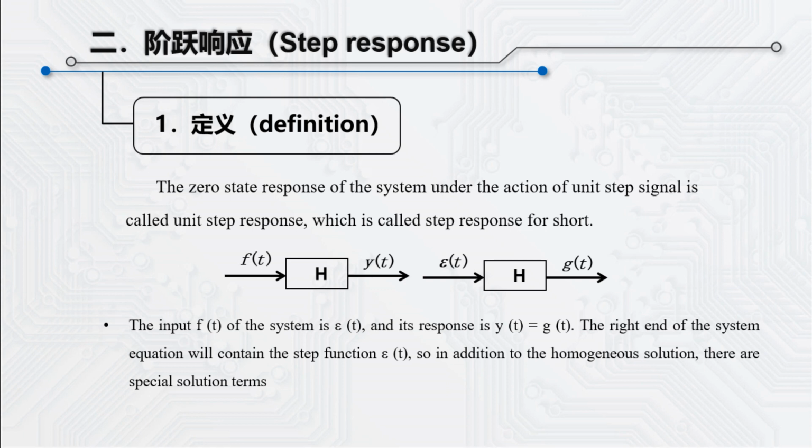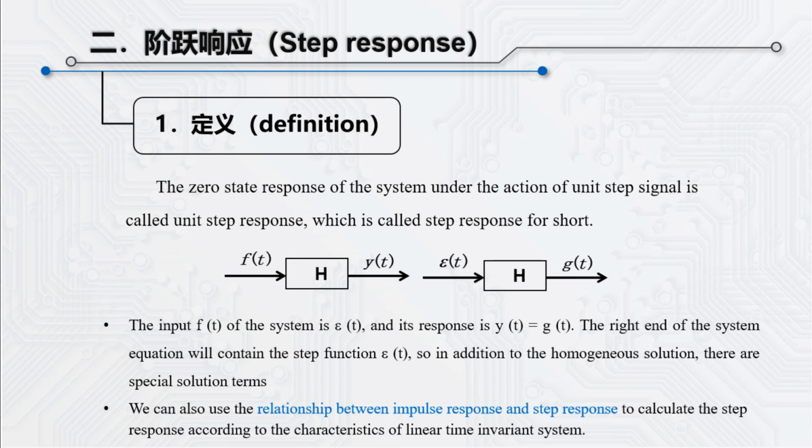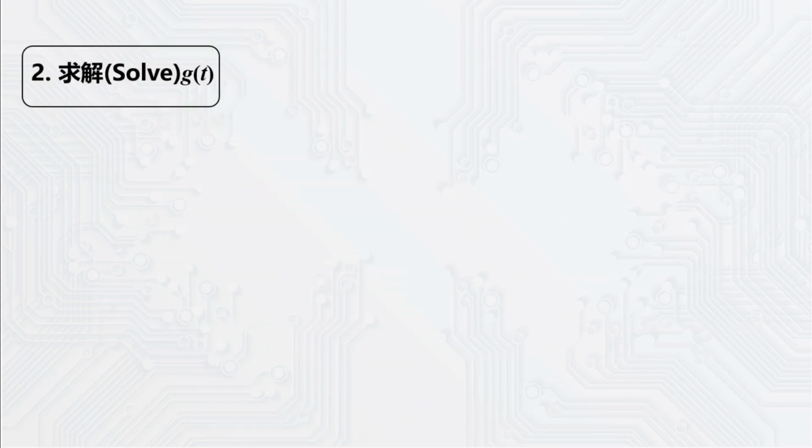To further analyze the step response, since the excitation signal is a unit step signal, when t is greater than or equal to 0+, the right end of the differential equation is not 0. That is, apart from the homogeneous solution, the solution also has a special solution. Of course, when solving the step response, we can also use the relationship between step response and impulse response to solve the problem. Later we will have a detailed introduction. The solution process of step response is similar to that of impulse response. We also discuss it in two situations.